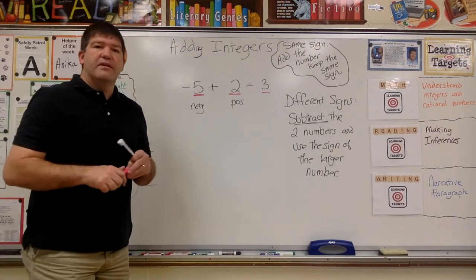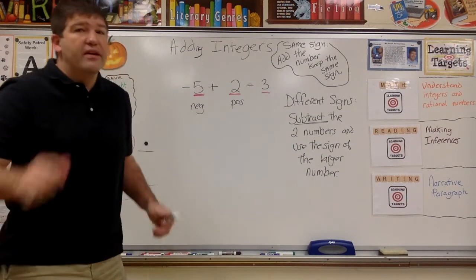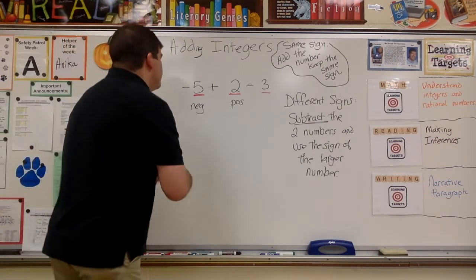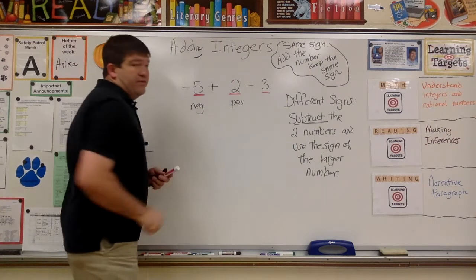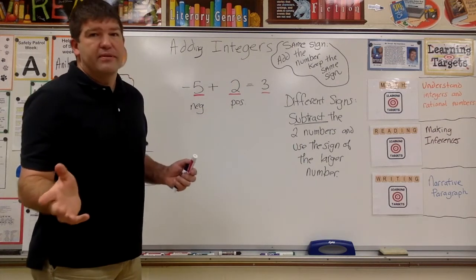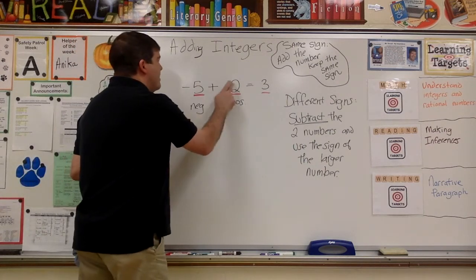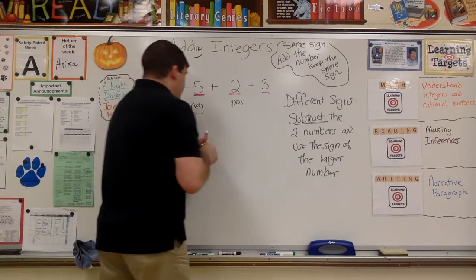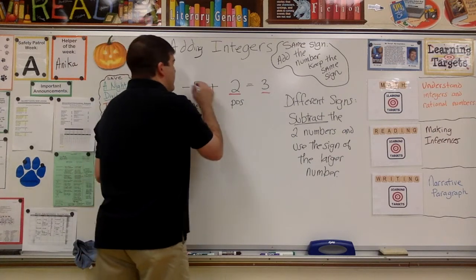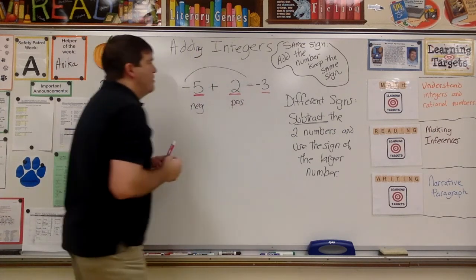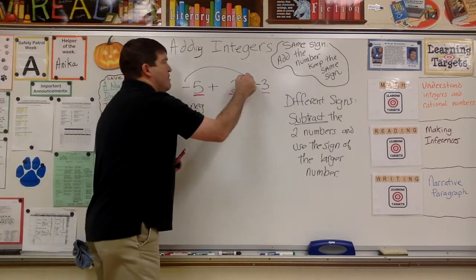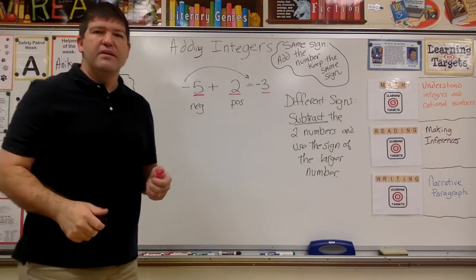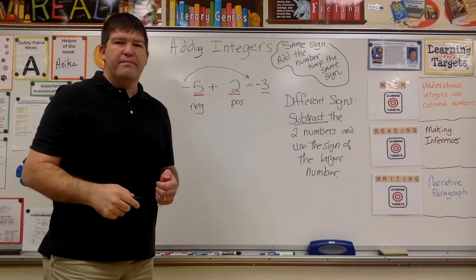Now I have to look at which digit is bigger, and then I choose that sign. Is 5 bigger than 2? Yes, of course we know that. So I keep the sign of the bigger digit. The bigger digit is 5, so I keep that sign and put it in front of the 3. So negative 5 plus 2 is negative 3.